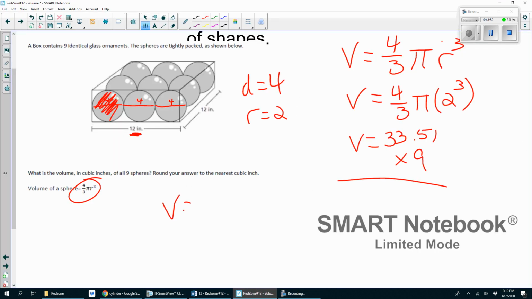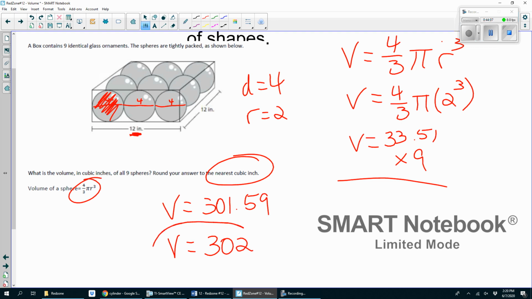So volume equals 301.59, but it says to the nearest cubic inch. Nearest cubic inch means nearest whole number. So the volume of all 9 spheres must be 302, rounded to the nearest cubic inch.